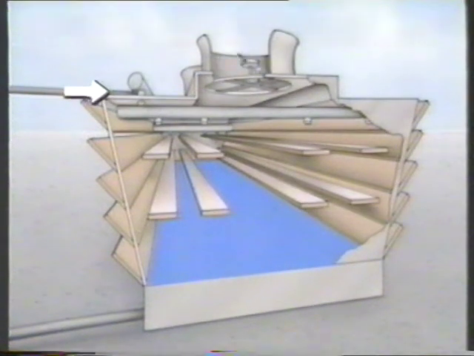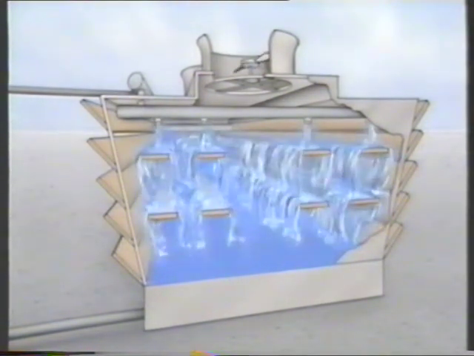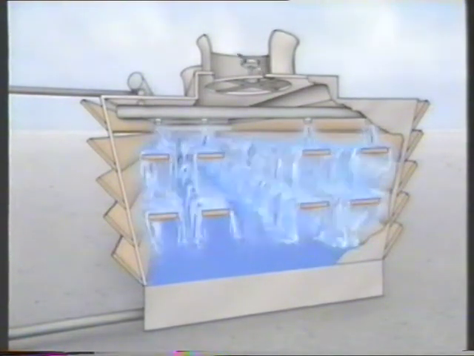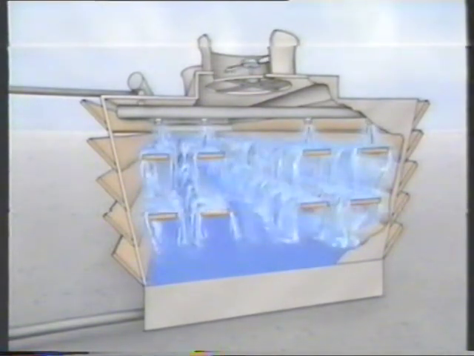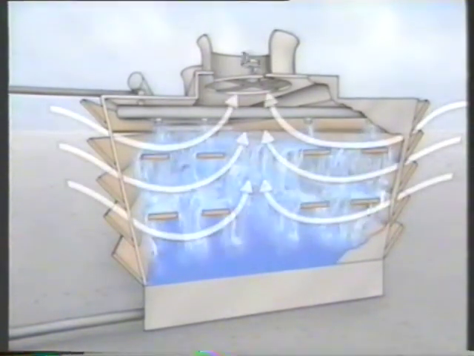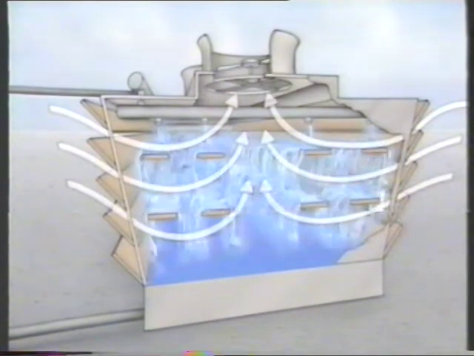This pipe carries water from a plant system into the tower. Here, spray pipes spray the water onto the upper plates. The water then cascades down from plate to plate. Angled plates on the outer edge of the tower keep the water in the tower. These slots let in cooling air.